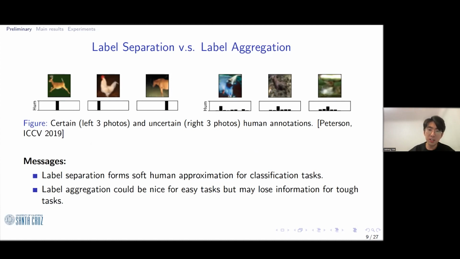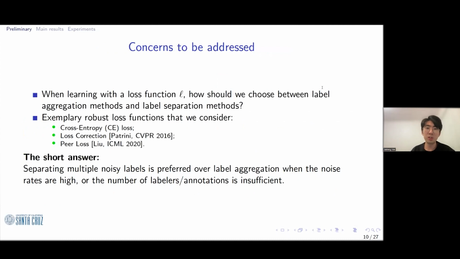And our main task in this paper is to address the concern that when we have a loss function L, how should we choose between label aggregation methods and label separation methods? Moreover, in the label noise learning literature, we actually have pretty many robust loss functions. Our other concern is, what if we have some robust treatments on this loss function L? How should we answer this question, or how should we decide the preference between label separation and label aggregation?